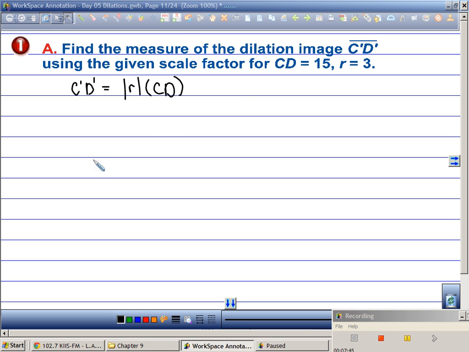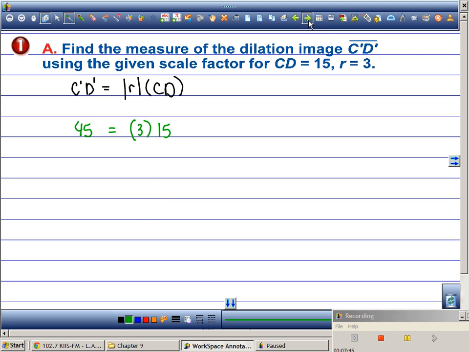They told us that CD is 15. This may seem obvious, but when it's the other way around, it's not so obvious. That's why I'm writing this out. So if CD is 15 and my scale factor is 3, what is C prime D prime? 45. Got it? All right, let's do the next one.